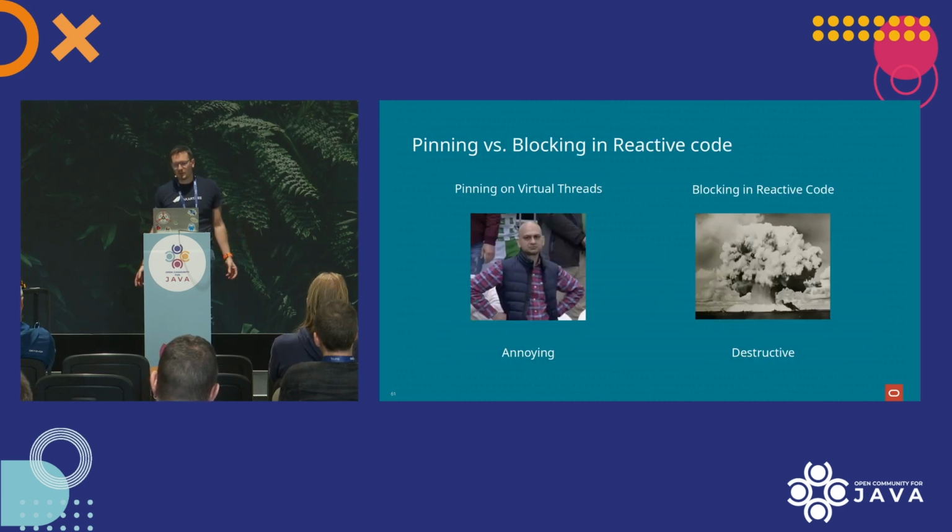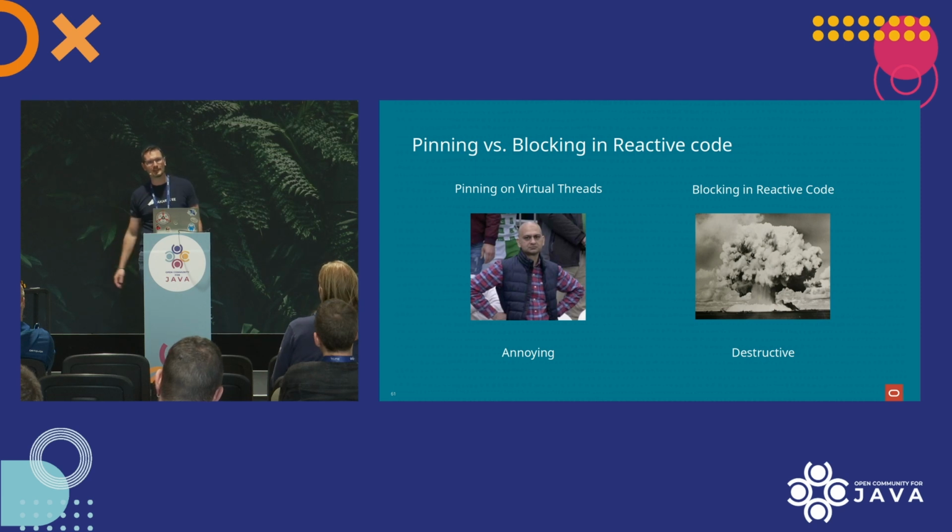So remember, in comparison with accidental blocking in reactive code, the pinning in virtual threads doesn't look that bad. When you block in the reactive code, you will actually block someone's event loop, and it will get really, really ugly. With virtual threads, you will lose some performance points, you will get disqualified in that, but that's all.